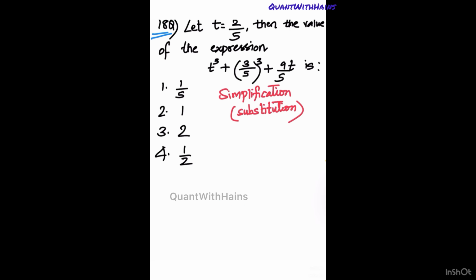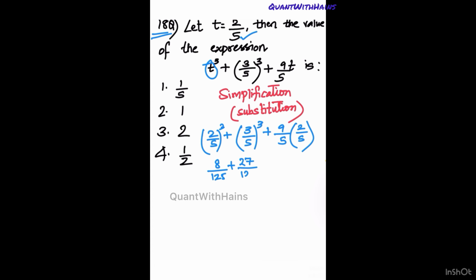Let's understand the 18th question. Here it is just a simplification. It's mere substitution. Here in the t value we need to substitute 2 by 5 and get the value. (2/5)^3 + (3/5)^3 + 9/5. T value is 2 by 5.